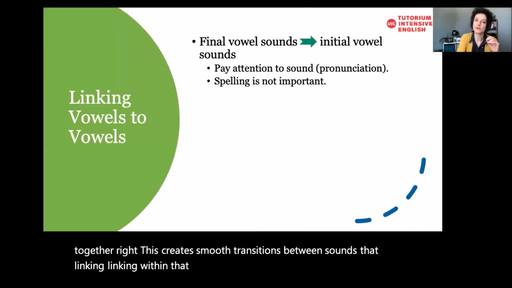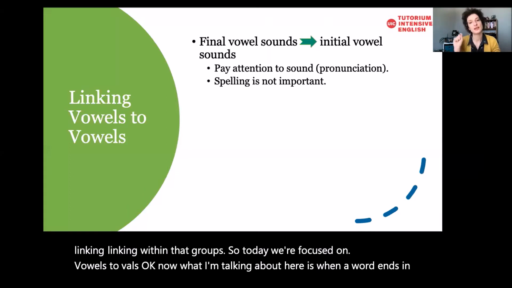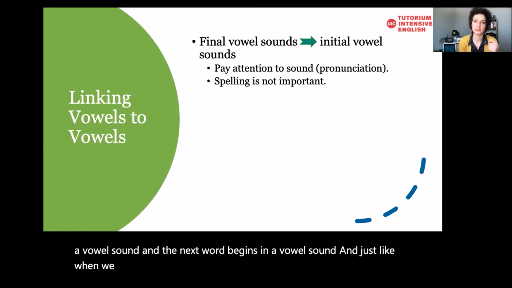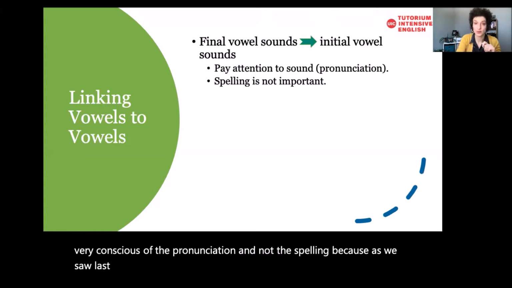So today we're focused on vowels to vowels, okay? Now what I'm talking about here is when a word ends in a vowel sound and the next word begins in a vowel sound. And just like when we were talking about linking consonants to vowels, we want to be very conscious of the pronunciation and not the spelling, because as we saw last time, they don't always match.